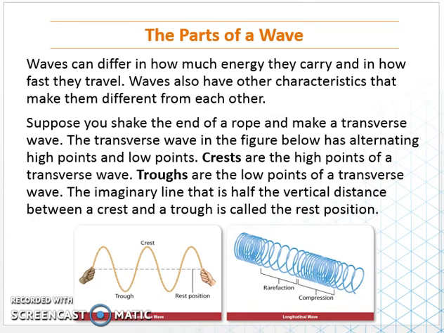Waves can differ in how much energy they carry and in how fast they travel. Waves also have other characteristics that make them different from each other. Suppose you shake the end of a rope and make a transverse wave. The transverse wave in the figure below has alternating high points and low points. Crests are the high points of a transverse wave, and troughs are the low points of a transverse wave. The imaginary line, seen here in this dotted line, is the vertical distance between the crest and the trough. This is known as the rest position.